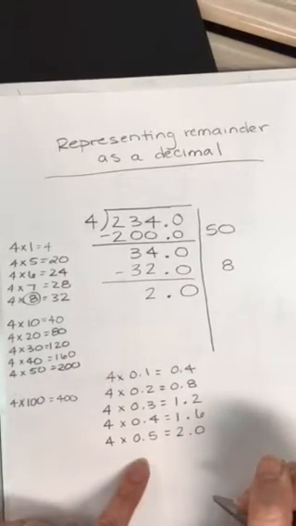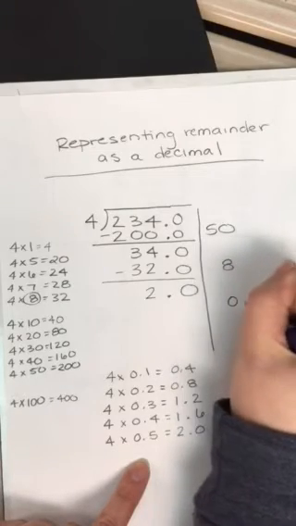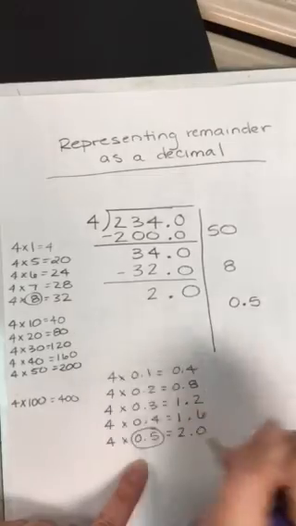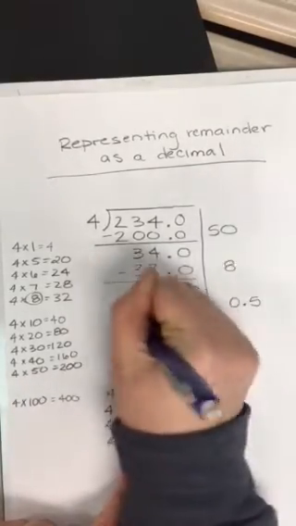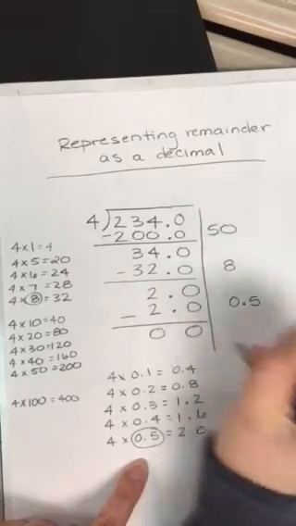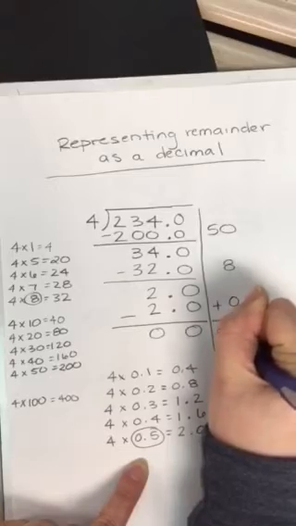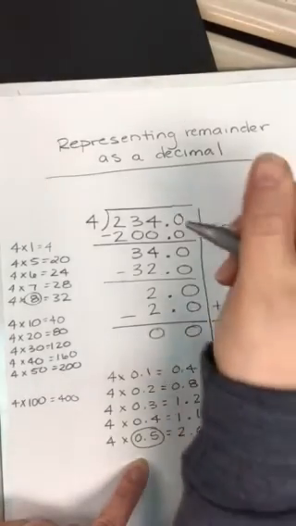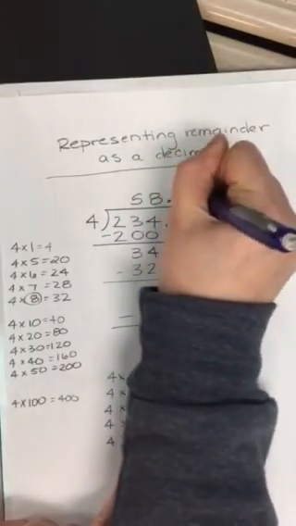So my next best bet is going to be this here. So I'm going to write my 0 below my 8, decimal point, and 5. So I'm going to subtract 2.0, and I end up with nothing left. So I'm going to add over here, and I have 58 and 5/10. So 58 and 5/10.